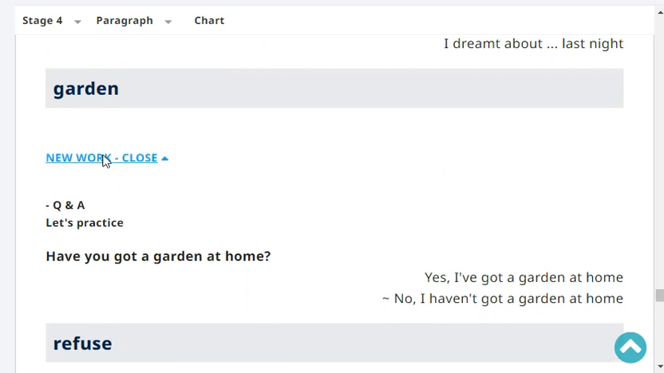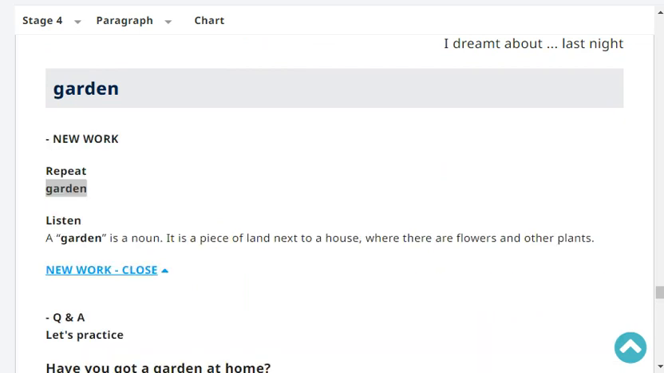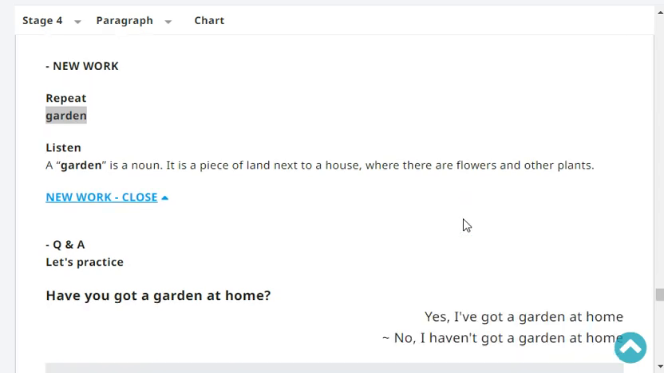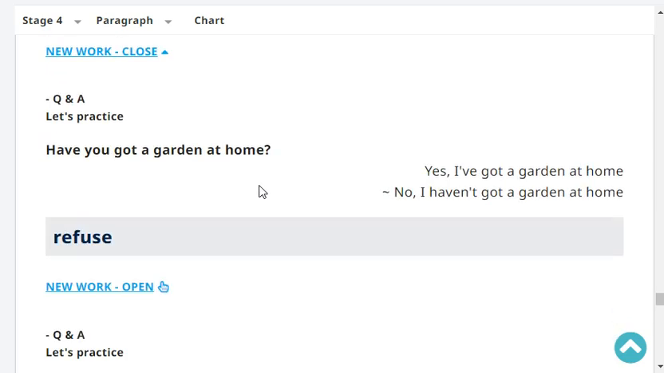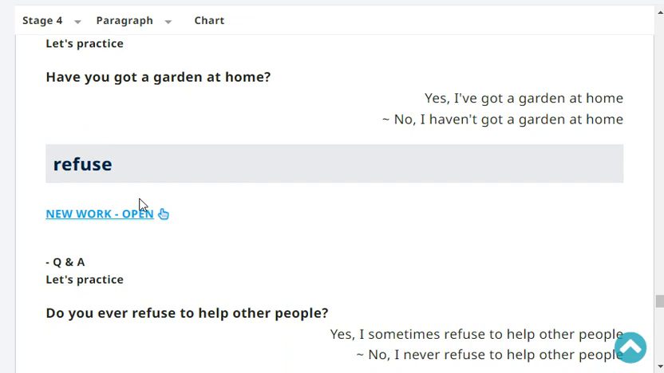Okay, next. Repeat. Garden. Garden. Very good. Again, listen. A garden is a noun. It is a piece of land next to a house where there are flowers and other plants. Let's practice. Have you got a garden at home? Yes or no? No, I haven't got a garden at my home. Well, because you live in the city. Very good.